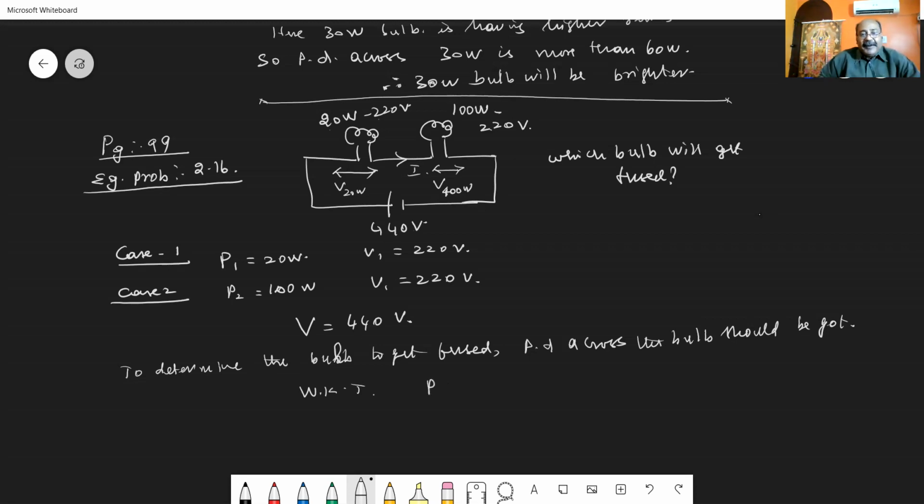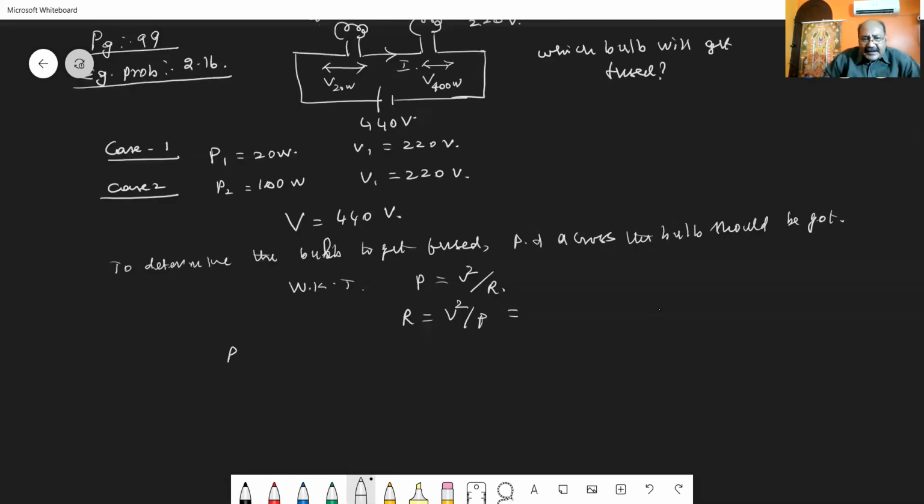We know that power P is equal to V square divided by R, so the resistance R will be equal to V square divided by P. Instead of V, you can put V1 for the first one and V2 for the second one. In case 1, what is R1? R1 is the maximum resistance that is available. The bulb can work only at 220 volt. So instead of V, I am putting V1 square divided by P1.